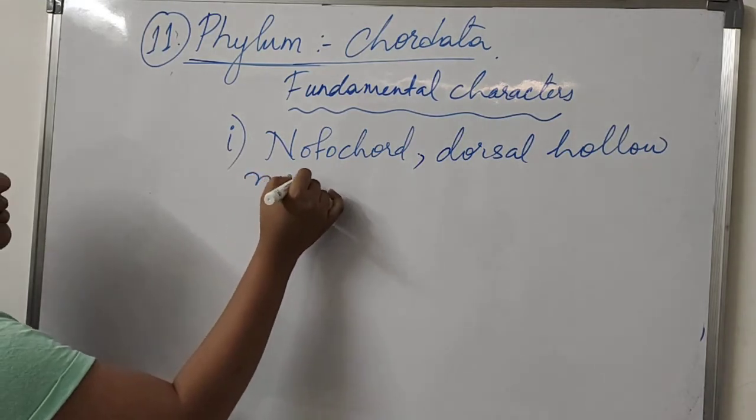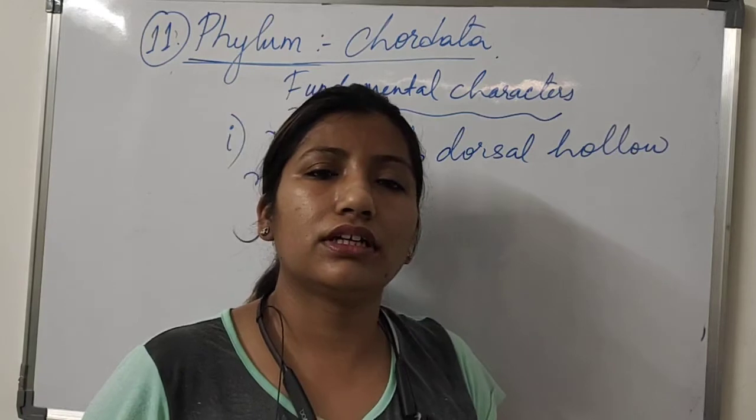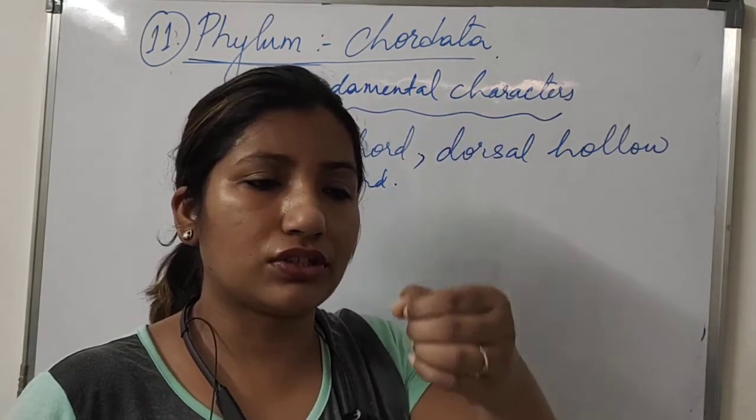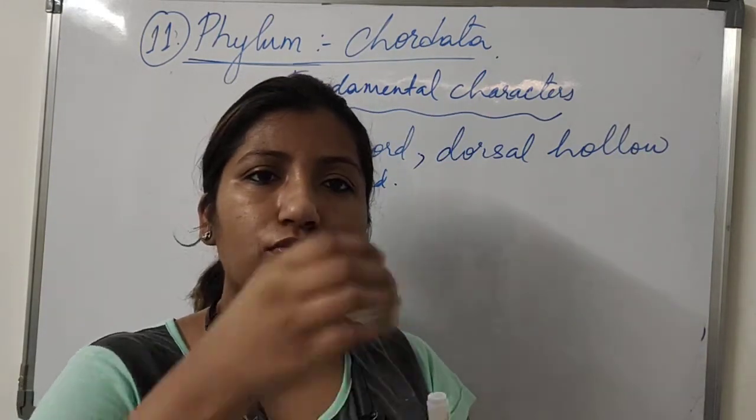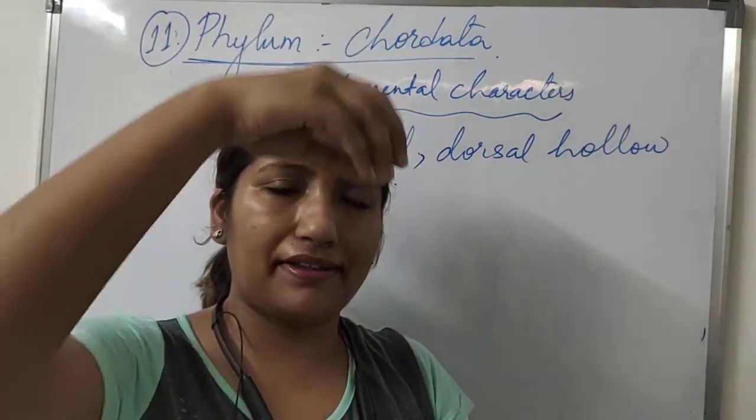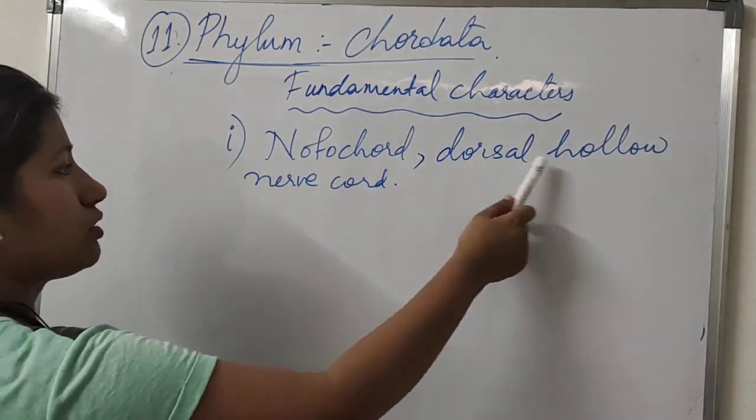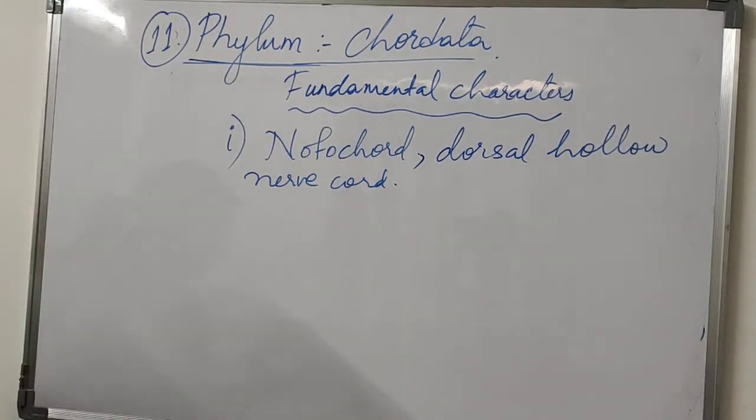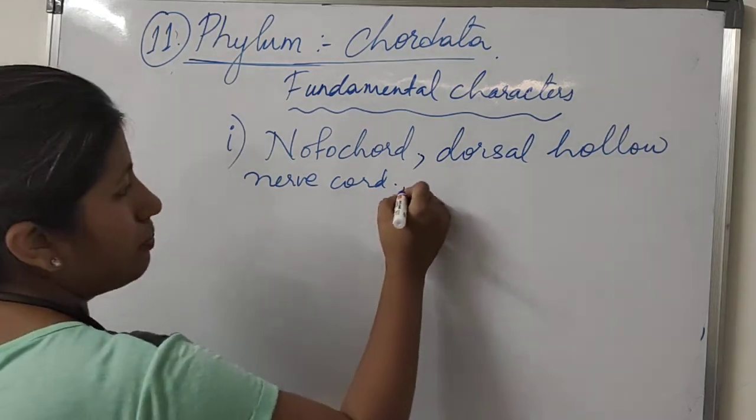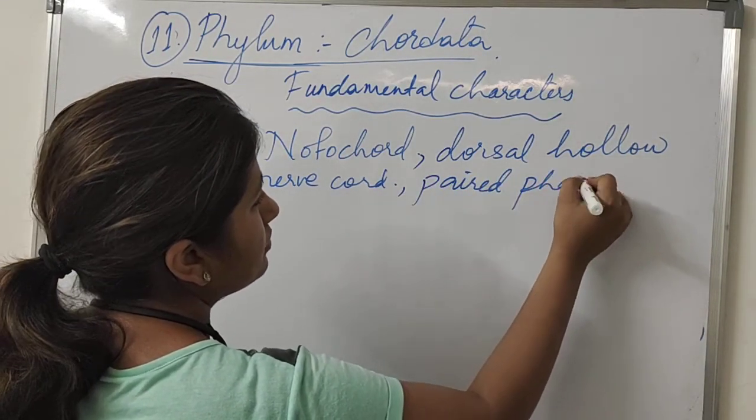It also has a dorsal hollow nerve cord. This is talking about the spinal cord. Our spinal cord is present in a hollow structure. A bone is present which is hollow, and inside that hollow bone we have a nerve cord, and that is the spinal cord. That dorsal hollow nerve cord is present in chordates, and also paired pharyngeal gill slits.